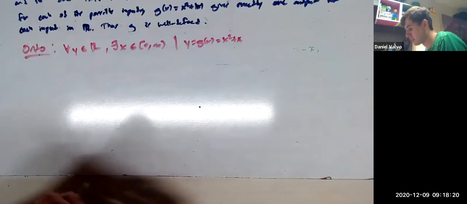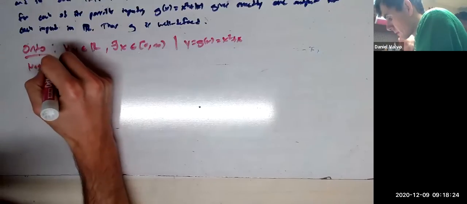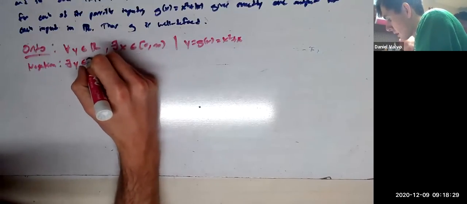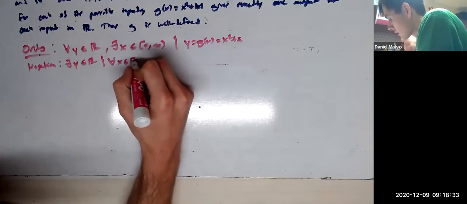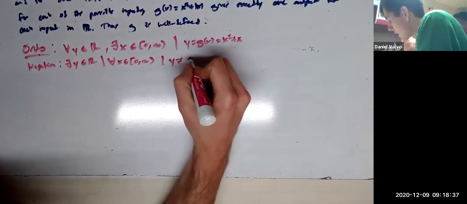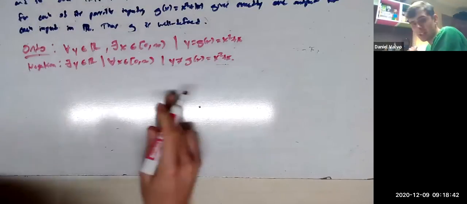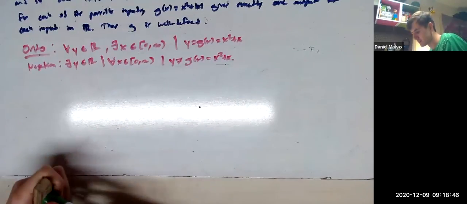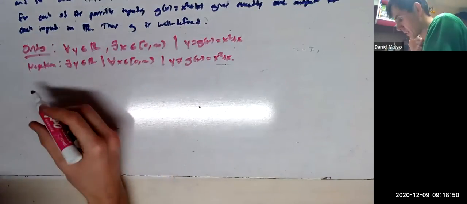The negation of this claim being there exists a y in R such that for all x in [0, infinity), y does not equal g of x, which equals x squared plus x. All right, that's how you negate things. Flip the quantifiers, negate the predicate, and we're good. And that's going to be more true because -5 is a good example.